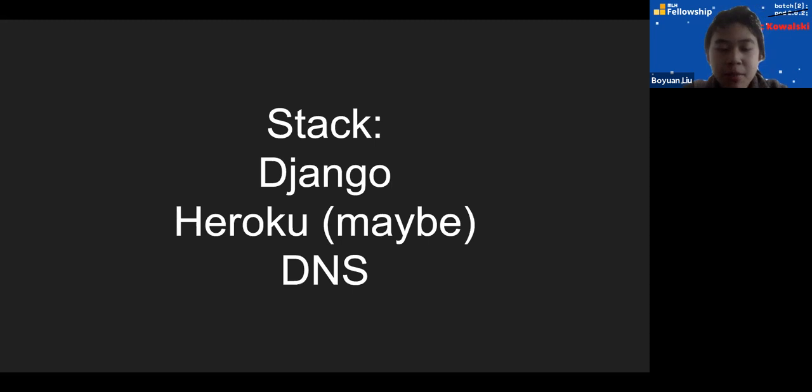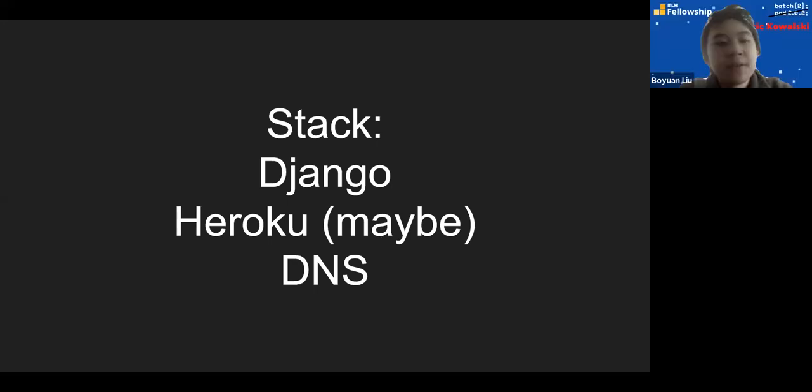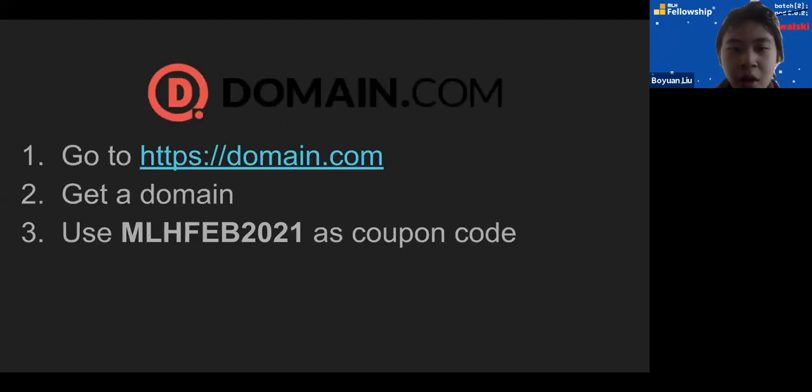The stack that we're going to be using is Django, which is a web framework. Heroku, if we have time, we will deploy our project to Heroku. And DNS, if we have extra time. Yeah, we're going to do the DNS part for sure. Basically, if you have a domain, you can manipulate your DNS settings, and then we're going to take a look at how we can use DNS settings to get what we call forward email.